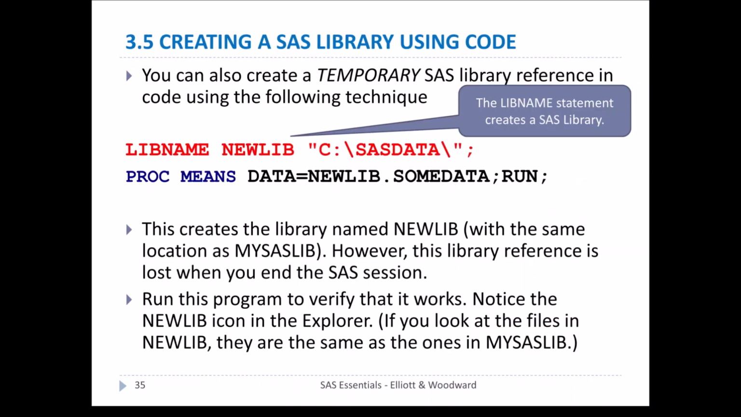All right, let's look at section 3.5, creating a SAS library using code. Now this is another way to create a SAS library, but this one creates a temporary SAS library, and we can do it sort of on the fly in code when we need a directory, a library. So here we see that we use the keyword libname, and then newlib is the name of the library we want to create, and then the location, in this case C:\SAS data. It's okay that we already have another library pointing to that location. We're just creating a new library.